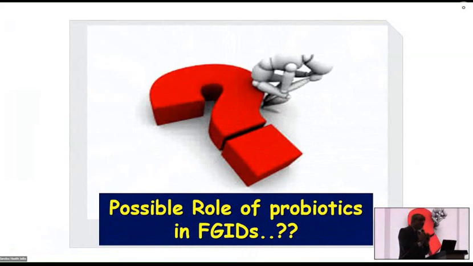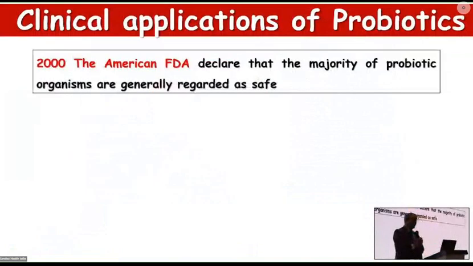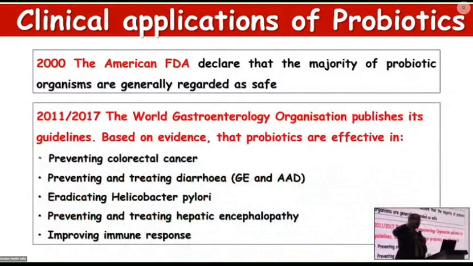Now, what are the possible roles of probiotics in functional gastrointestinal disorders? We know that. أعتقد ياسمين covered that. In 2000, the American FDA declared that the majority of probiotic organisms are safe, and the World Gastroenterology Organization published guidelines based on evidence that probiotics are effective in preventing colorectal cancer, preventing and treating gastroenteritis and antibiotic-associated diarrhea, eradication of H. pylori infection, preventing and treating hepatic encephalopathy, and improving immune response.